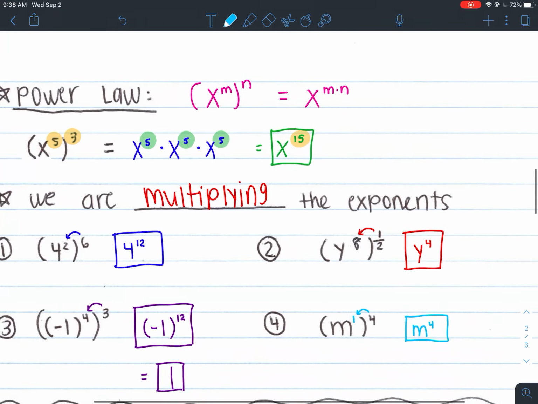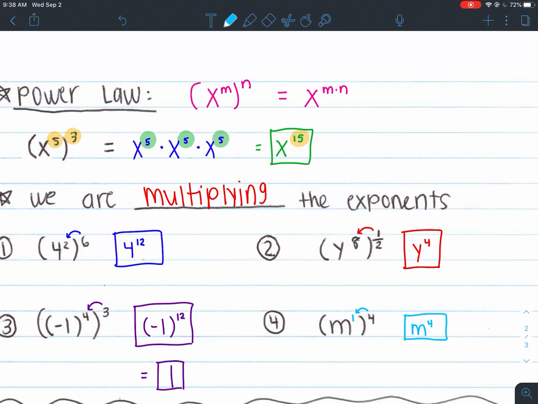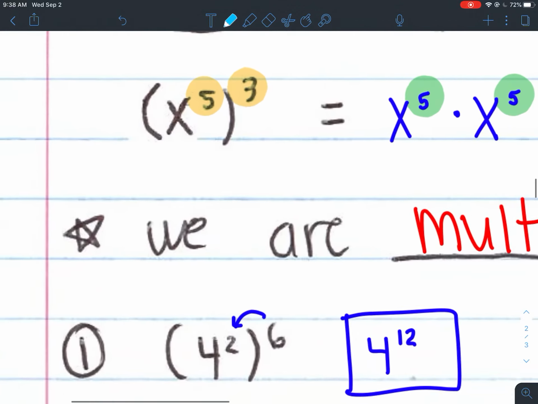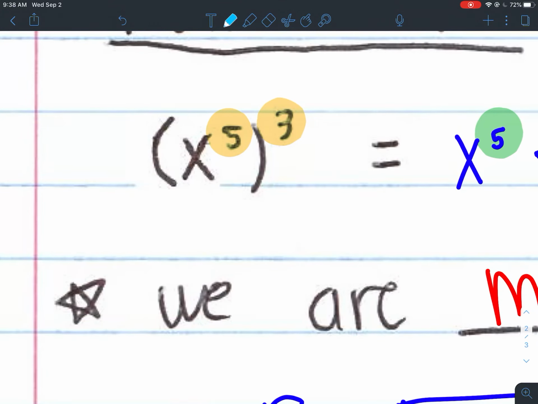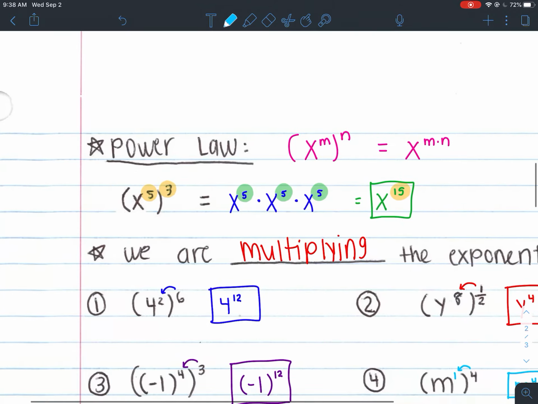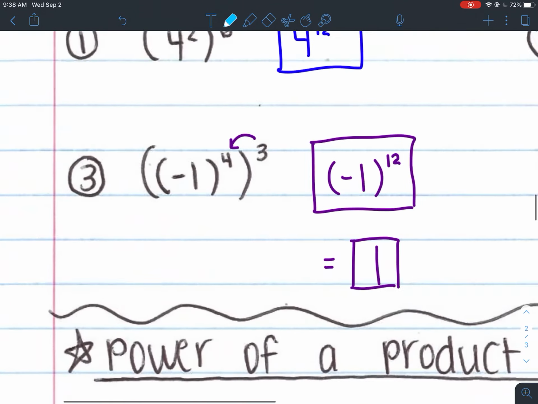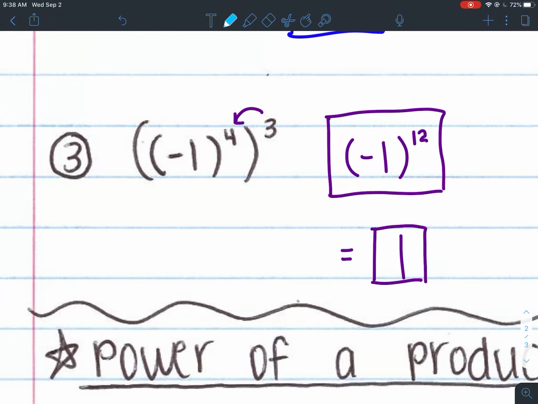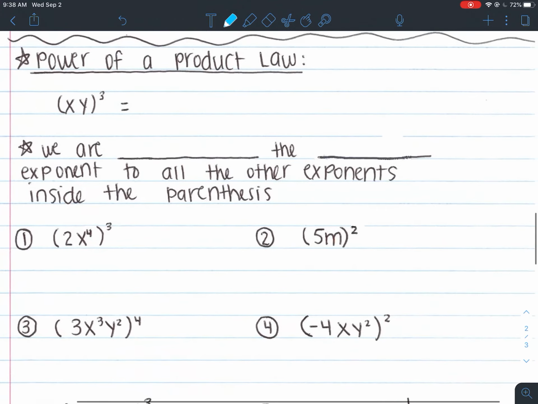The power law says if I have 2 exponents touching each other through parentheses, right? So right here I have x to the 5th in parentheses to the 3rd. Then I want to get rid of those parentheses by distributing. So I would multiply those exponents. So I do 5 times 3 and I get x to the 15th. Okay? And in number 3, you don't want to get rid of those parentheses because that is a negative number. And when you have a negative number, you want to be super careful about that because you want to leave those parentheses there so that you punch it in the calculator correctly.